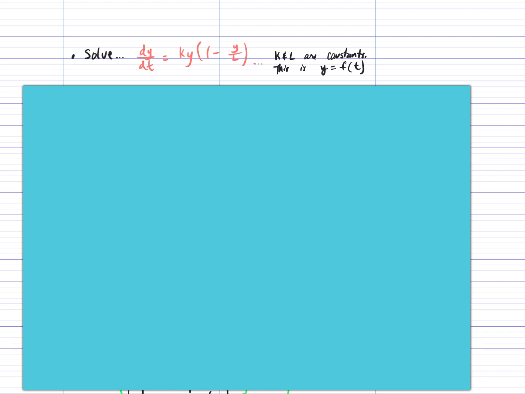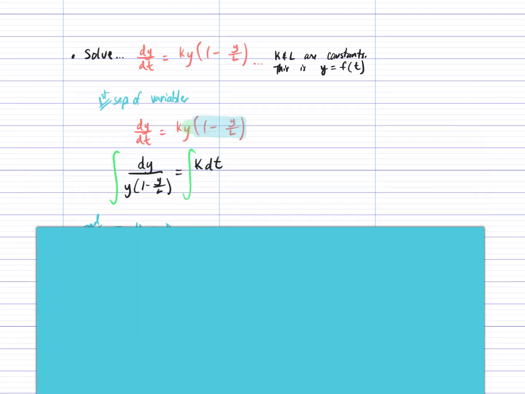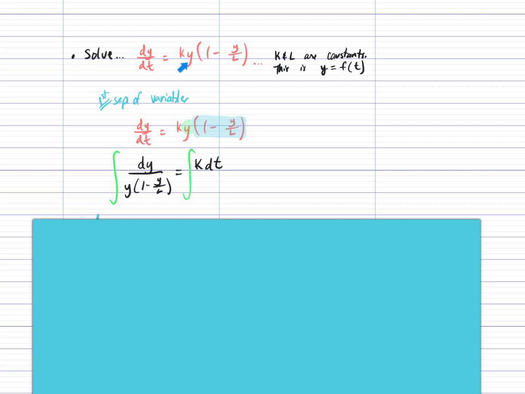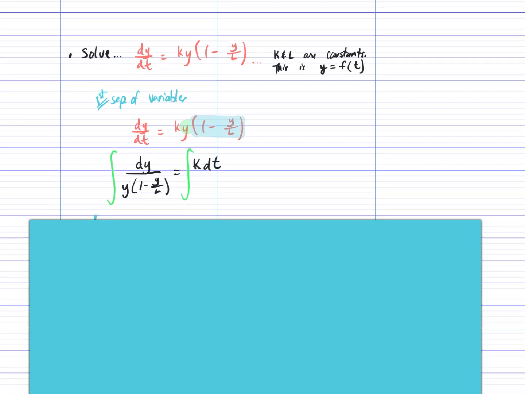First, we do the separation of variables. Y is a factor in terms of y, and this entire difference in parentheses is a factor in terms of y. So we can divide both sides by y times the difference. It'll be on the bottom on the left, and k will be left over. And we'll get the differential of t on the right. Separation of variables complete. Next step.